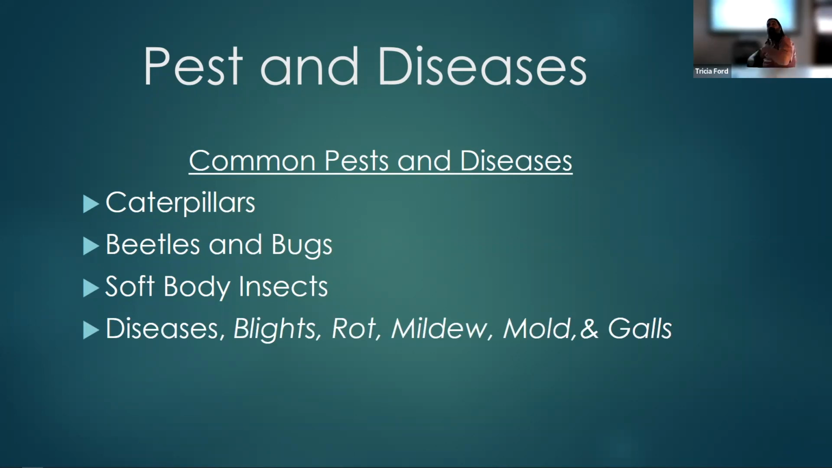Diseases, blights, rot, mildew, mold, galls, okay? These are all things that are disease created. Some are fungi, some are bacteria, some are viruses. Tobacco mosaic virus is really detrimental on tomatoes, cannabis, blight, rot.